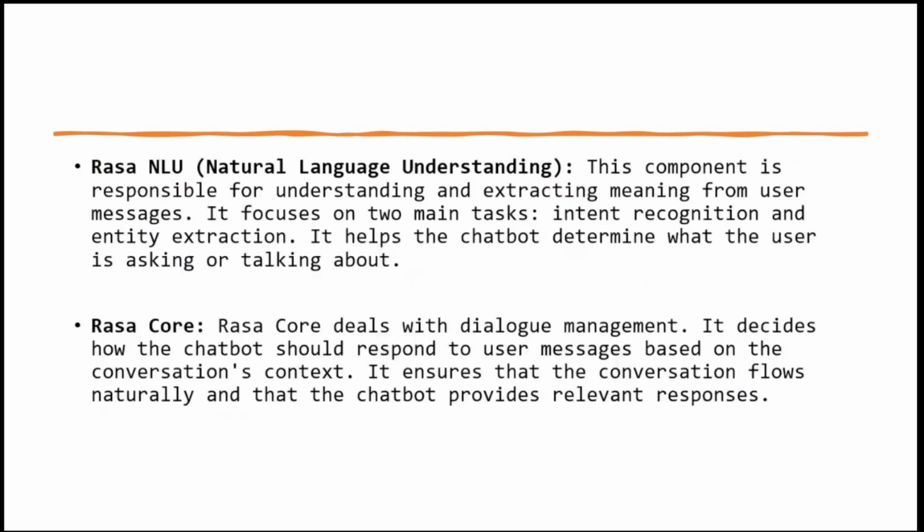Okay, so as I said, Rasa framework has two important components, that is Rasa NLU, that is natural language understanding, and Rasa core. So Rasa NLU is the component which is responsible for understanding and extracting meaning from user messages. Meaning, whatever the user inputs, Rasa NLU is responsible to understand what the user is saying. And if there is any value that needs to be extracted from the user input, then Rasa NLU is responsible to extract that value from the user input. So basically, the task of Rasa NLU is to understand what the user is saying.